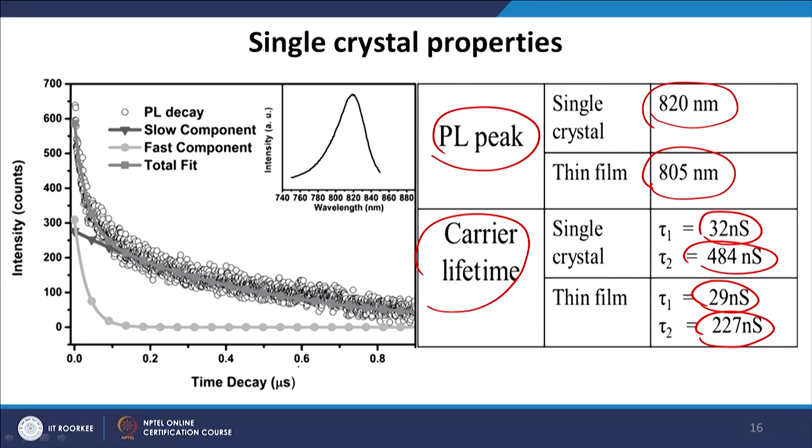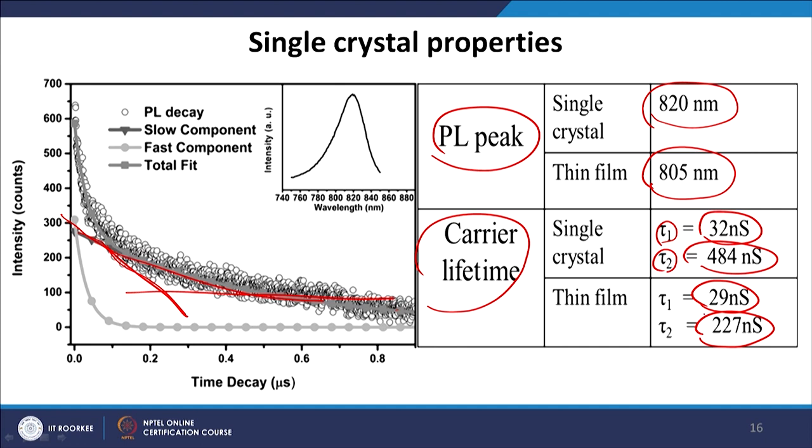So, you can see that the PL decay for a slow component and a fast component is showing like this, where the total fit is like this. Now, if I take the total fit, like this curve, I can see there are two components here. I can draw one tangent here and I can draw one tangent here. So this tangent is the fast component, this one is the slow component, which shows that there are two different lifetime components, tau 1 and tau 2.